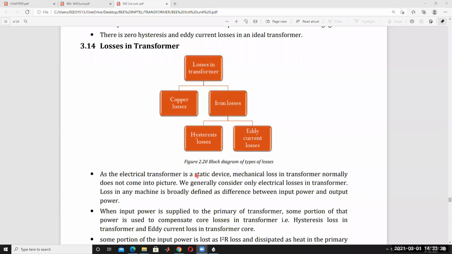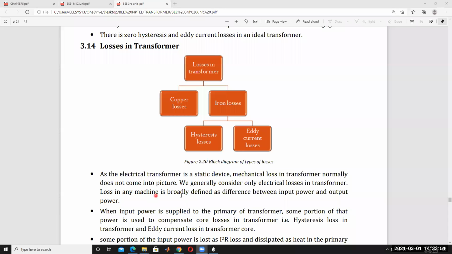So only electrical losses. As the transformer is a static device, mechanical losses do not come into the picture. That means there are no frictional losses and no windage losses in a transformer, because it is a static device. Generally, only electrical losses are considered in a transformer, and these electrical losses are nothing but copper losses and iron loss.